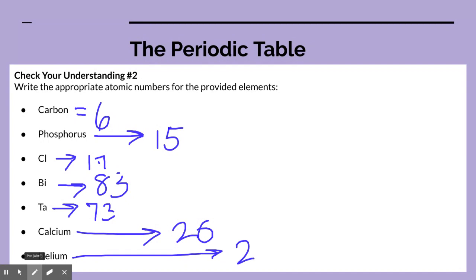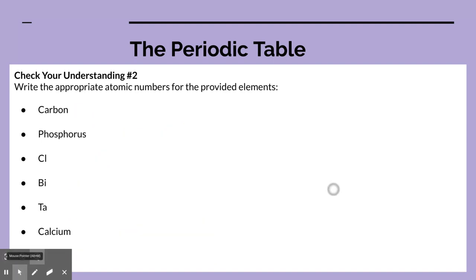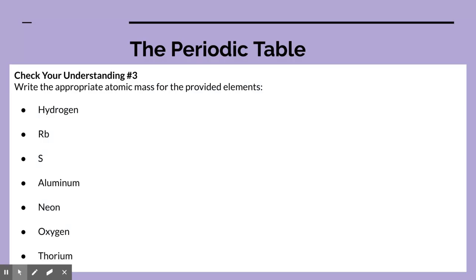Okay, so this is what you should have found based upon reading the periodic table. All right, now let's go to number 3. Now let's look at the atomic mass. Write the appropriate atomic mass for the provided elements: hydrogen, rubidium, sulfur, aluminum, neon, oxygen, and thorium. Find these on the periodic table, write down the appropriate atomic mass, and then check them against me. Pause the video here and come back after you've filled those out.